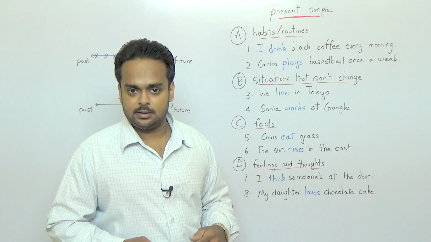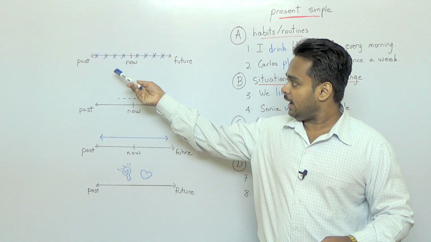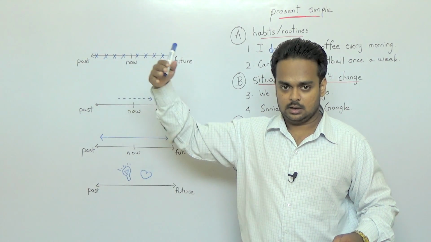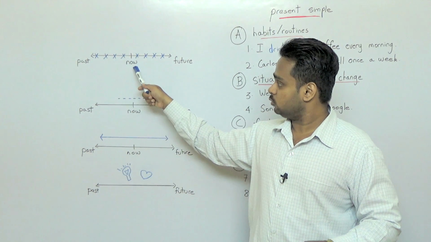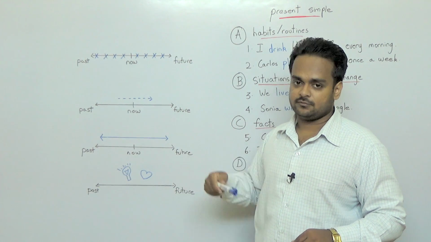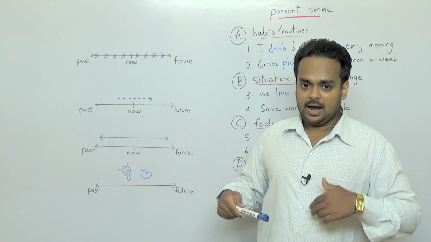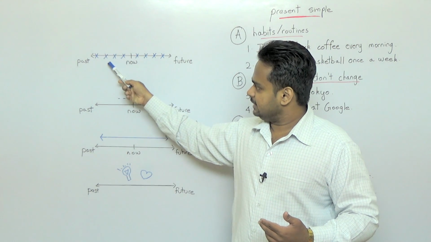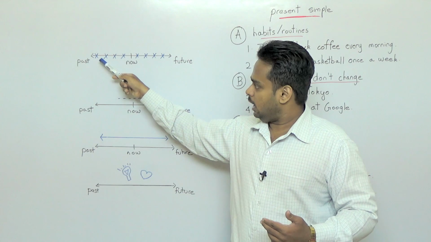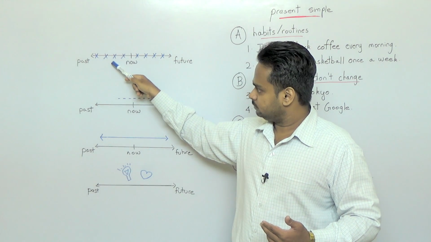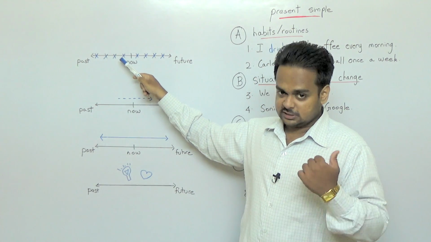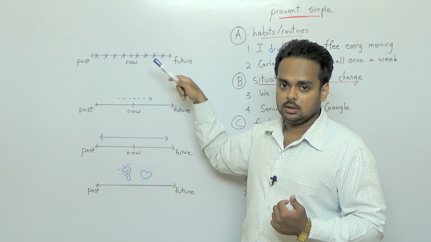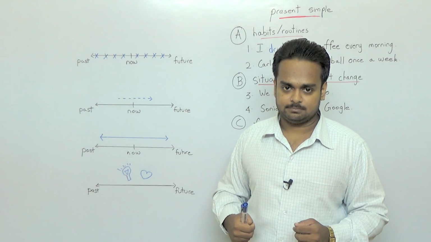But this is something that I do every morning. That is, repeatedly. So over here I have a timeline. Let's say this is the past. It's yesterday, the day before, etc. This is right now, and this is the future. So when I say I drink black coffee every morning, each of these is an action. So I drank black coffee yesterday. This morning, I drank black coffee. Tomorrow I will drink black coffee, etc. This is a habit for me.